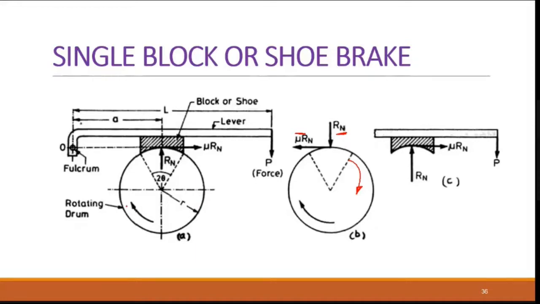If I consider the lever, this is your shoe. The same reaction force acts on it, and the friction is opposite to this, because if you add the two, it has to be in equilibrium. So friction is in the opposite direction to the drum, mu into Rn, and then you have the force you apply to operate the brake. This is called a single block or shoe brake, the first simple brake which is used.